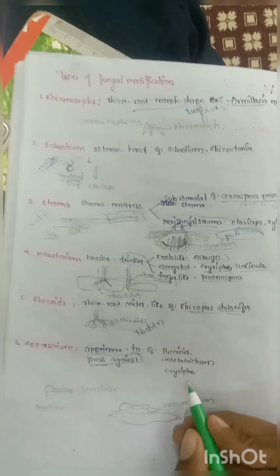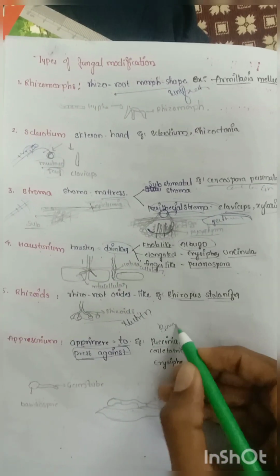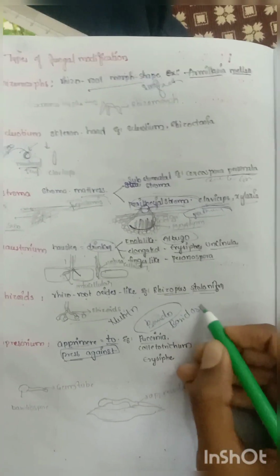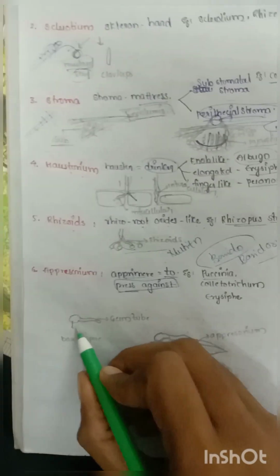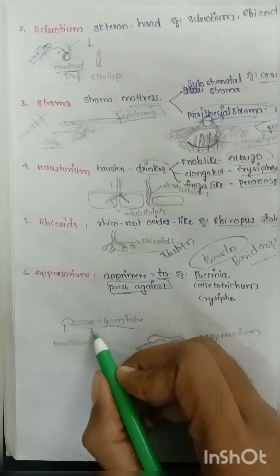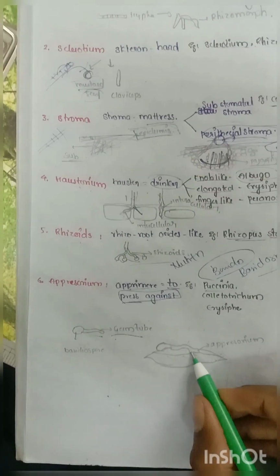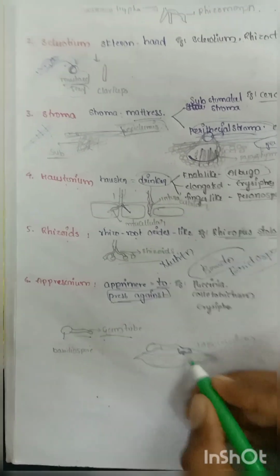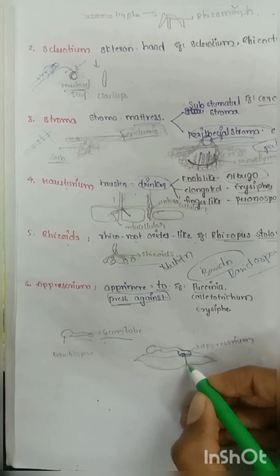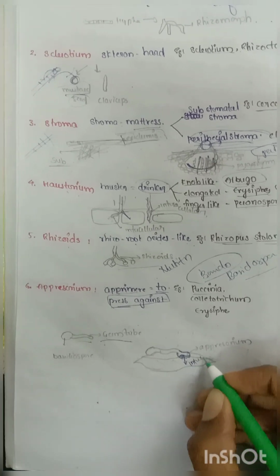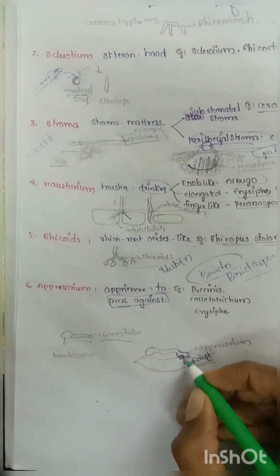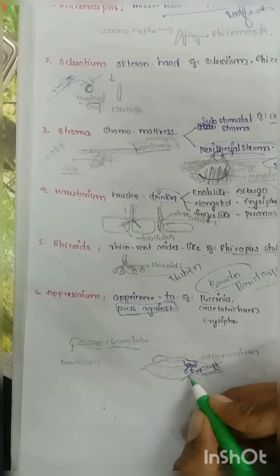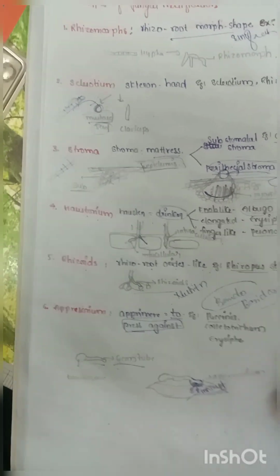Appressorium means to press against. The basidiomycota will produce the basidiospores, and the basidiospore will germinate, which produces the germ tube. This germ tube will produce the appressorium, and here the appressorium will press on the host tissue to penetrate into the host cells, and it will produce enzymes to degrade the host cell and absorb the nutrition and enter into the host cells.